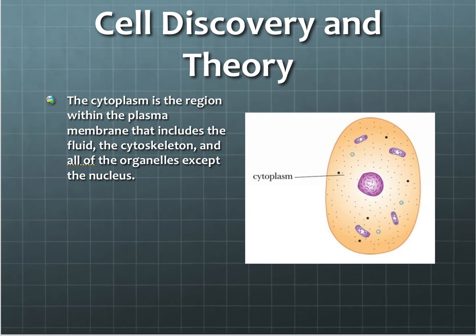And also the organelles. So every organelle but the nucleus will be found here, and such organelles would be Golgi, endoplasmic reticulum, lysosomes, peroxisomes. A lot of food vacuoles can be found in the cytoskeleton as well.